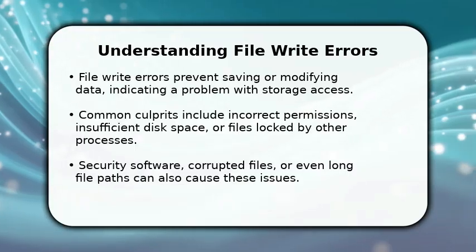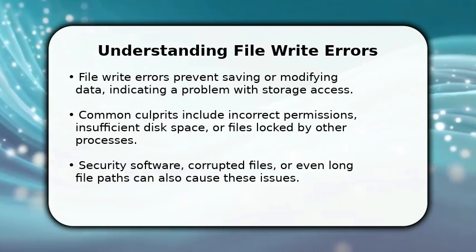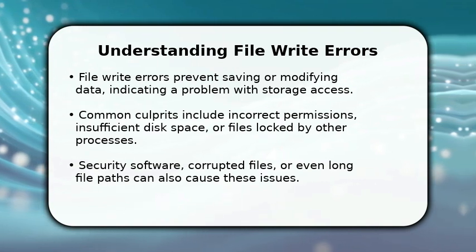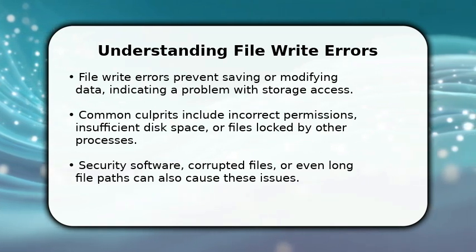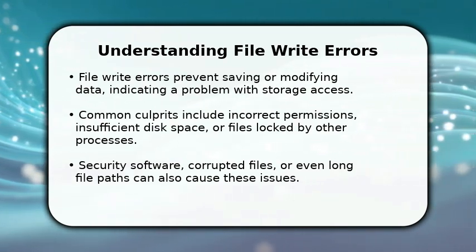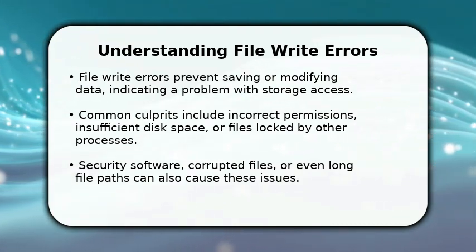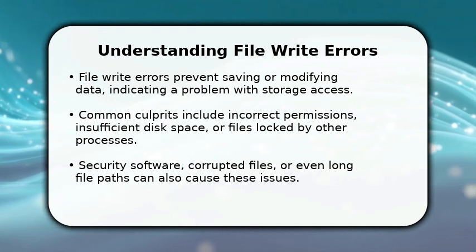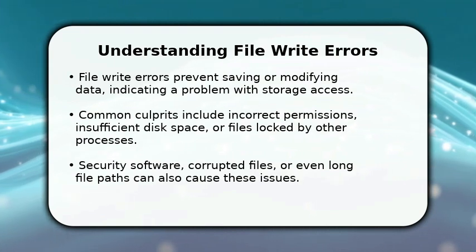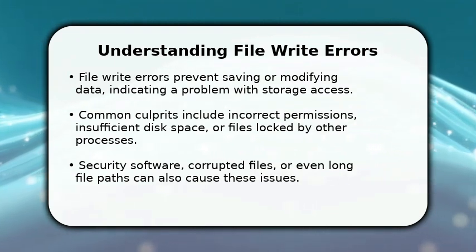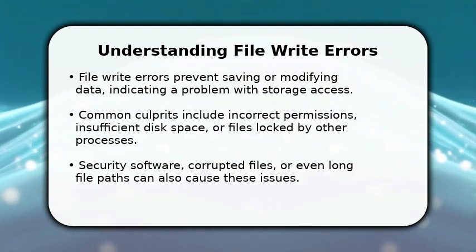In this video, I will explain how to fix error writing to file. Encountering an error writing to file message can be frustrating, as it means your computer cannot save or modify data. This issue often stems from a few common problems, such as your user account lacking the necessary permissions, your storage drive running low on space, or another application actively locking the file. Sometimes, security software or even corrupted system files can also be the cause. We will explore these issues and provide clear steps to resolve them.